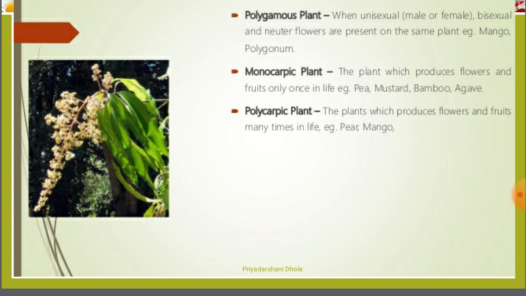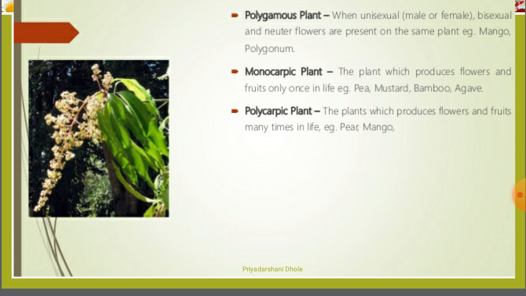After that, monocarpic plant, the plant which produces flowers and fruits only once in life. Example pea, mustard, bamboo, and agave. This is the monocarpic plant. After that, their life is stopped.